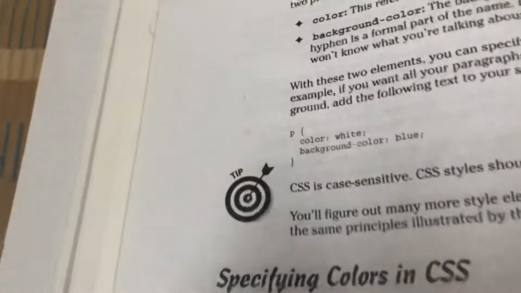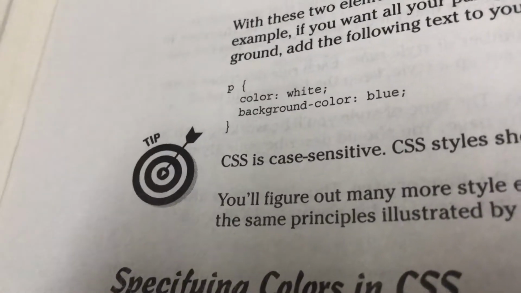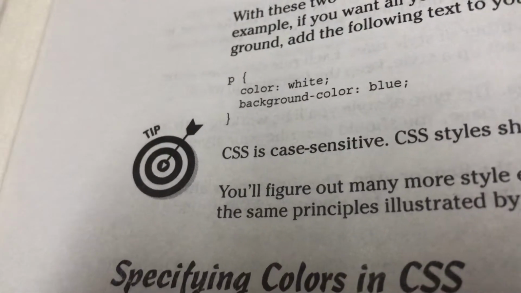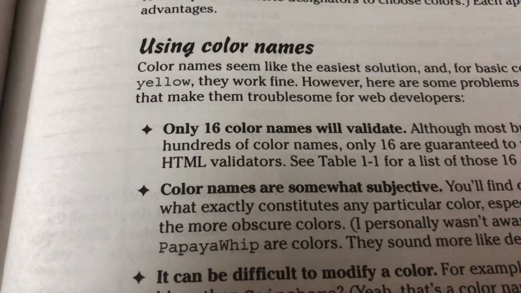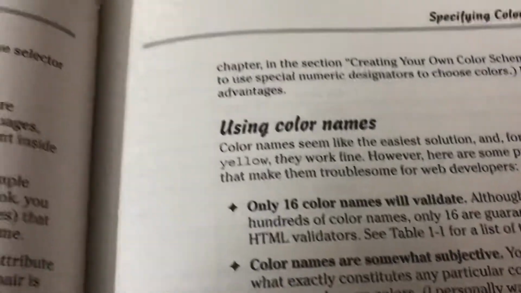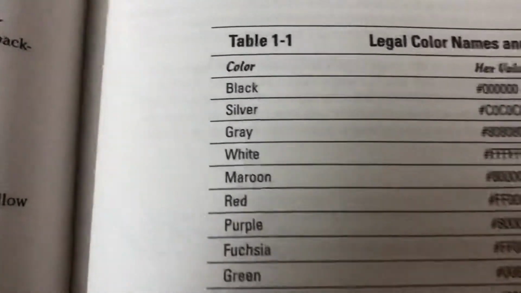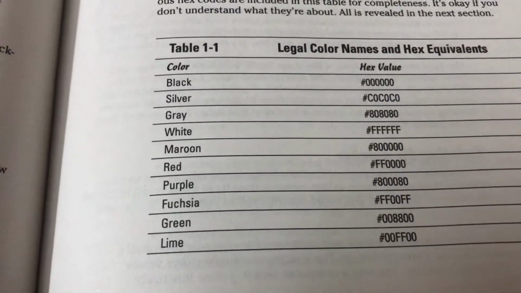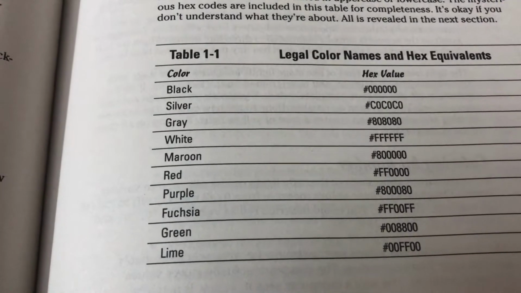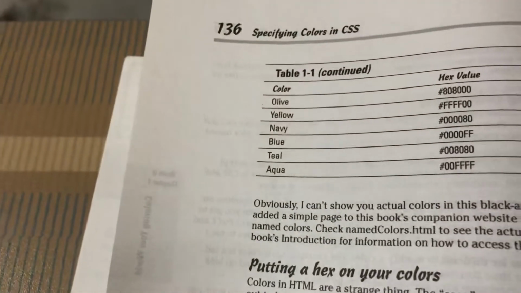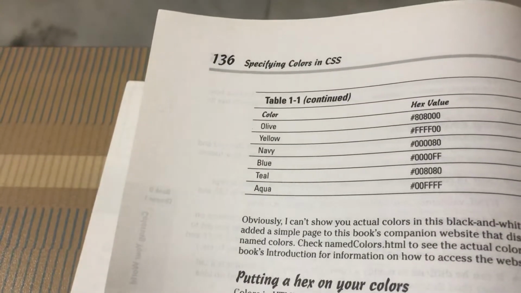Now, specifying the color. Till now I have only used the names of the colors. So one valid way of specifying the color is by using color names. Okay, so there are only 16 color names that are going to validate. The list is given in this table. Some of the colors that are acceptable are these: black, silver, grey, white, maroon, red, purple, fuchsia, green and lime, among others like olive, yellow, navy, blue, teal and aqua.